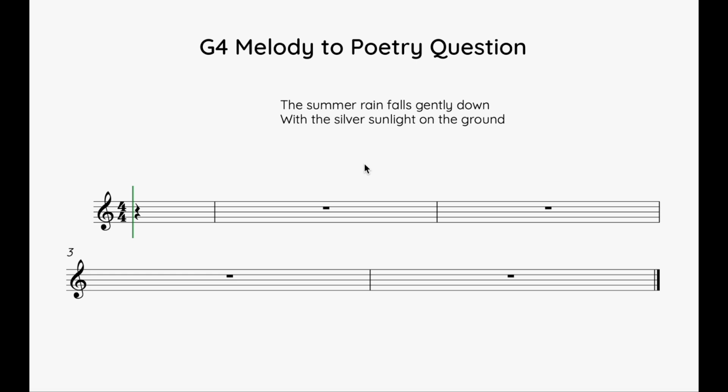The rain's falling gently down, so that's kind of nice. It's not a thunderstorm or anything. With silver sunlight, we've got beautiful alliteration there, and the glistening of the rain against the sunlight. It sounds like a beautiful scene and perhaps provides some opportunity to word paint. We'll get into that a bit later. So I'm going to decide on a major key. For this one, I'm just going to do it in C major.